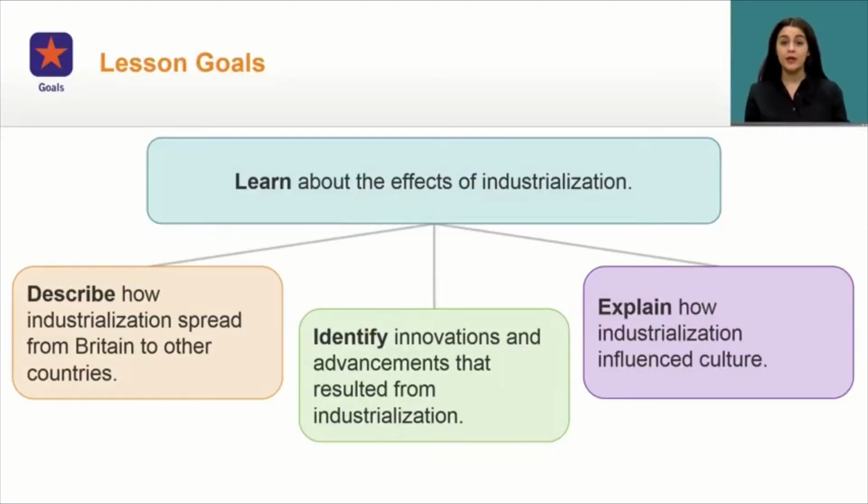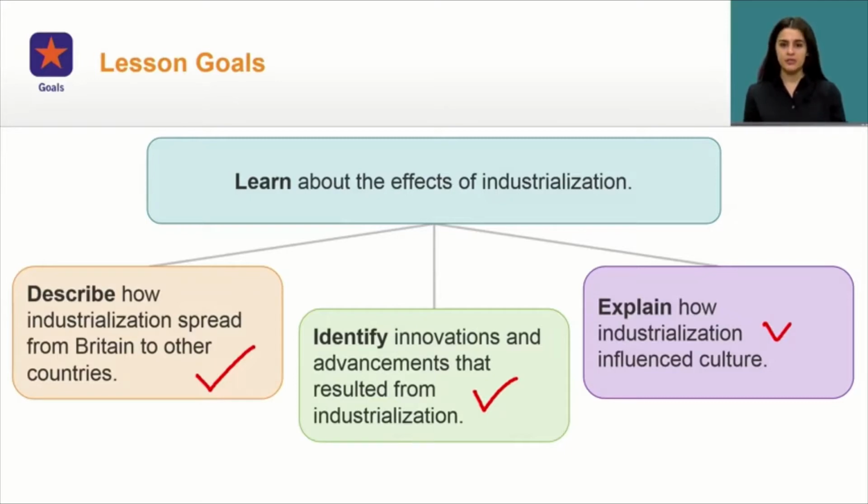In this lesson, we are going to learn about the effects of industrialization. Let's take a look at these lesson goals. First, we're going to describe how industrialization spread from Britain to other countries. Then, we are going to identify innovations and advancements that resulted from industrialization. Finally, we're going to explain how industrialization influenced culture.